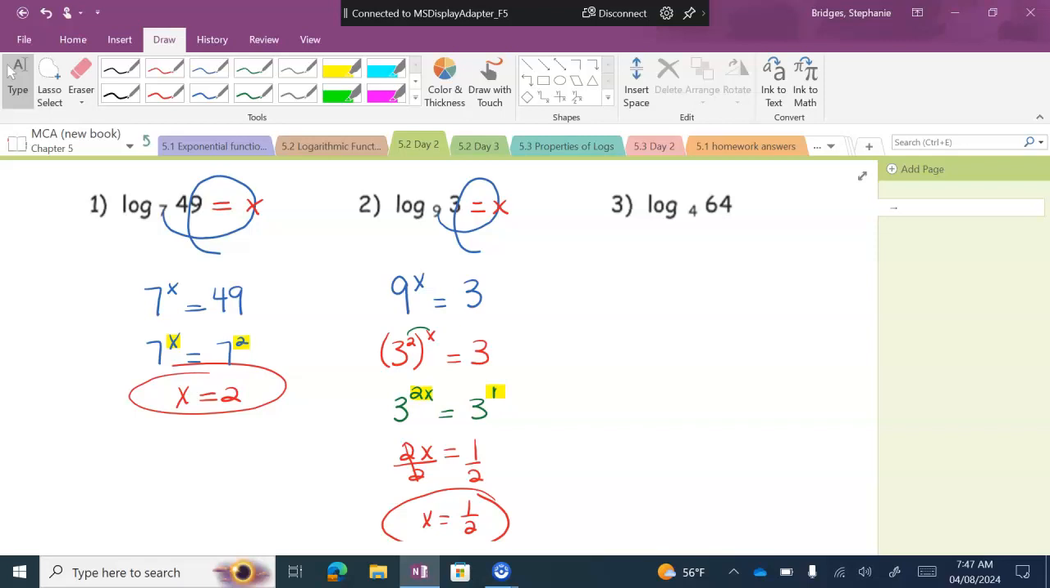Once you have the same base, set your exponents equal and solve for x. So what you're going to do is, I always look at the bigger number. Can I write 64 as some power of 4? Meaning, is 64 like 4 to the second power, 4 to the third power, 4 to the fourth?